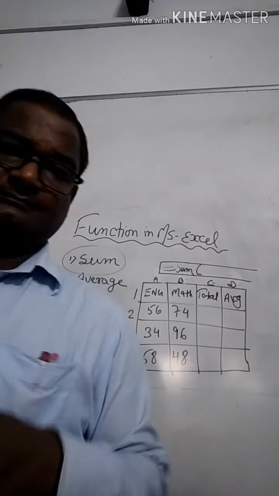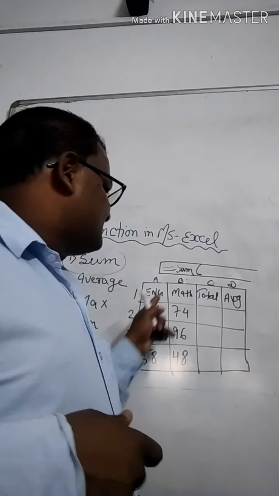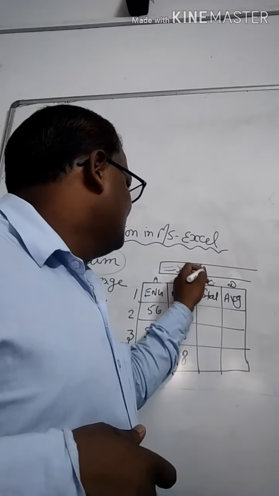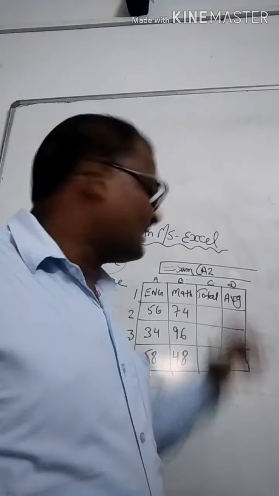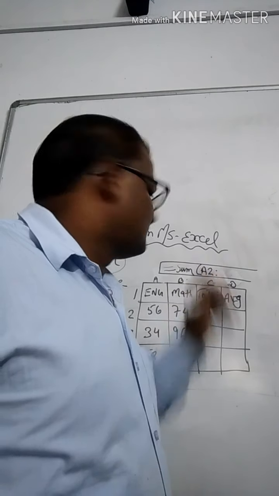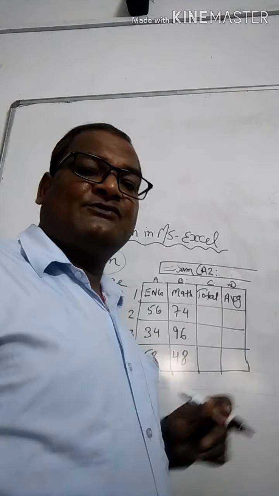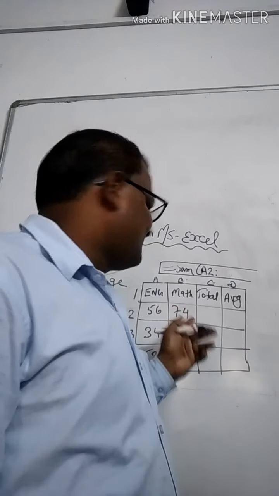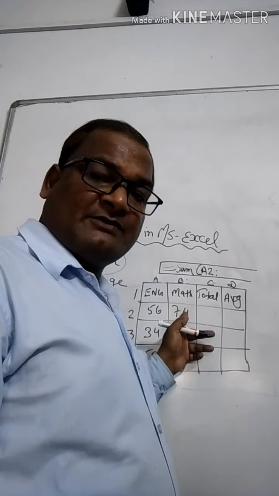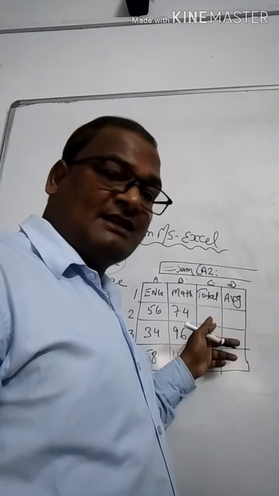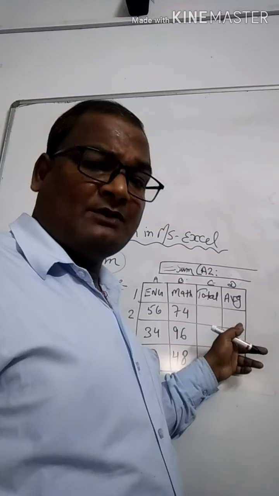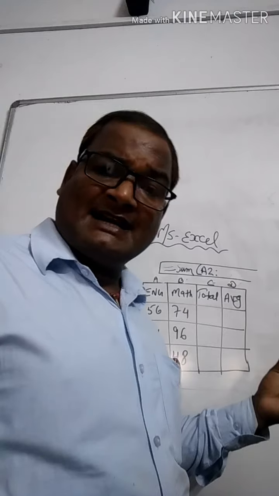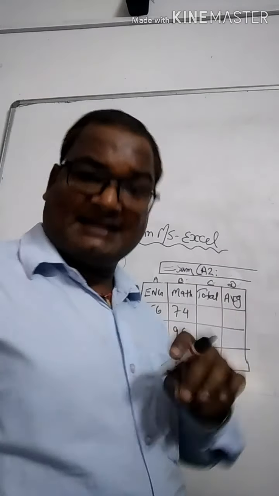Then what is the initial address? A2. So write A2, then colon, and what is the final cell address? I am using only two columns, so the final cell address is B2. If there were C2 or D2 also, you would write the initial cell address, colon, final cell address.